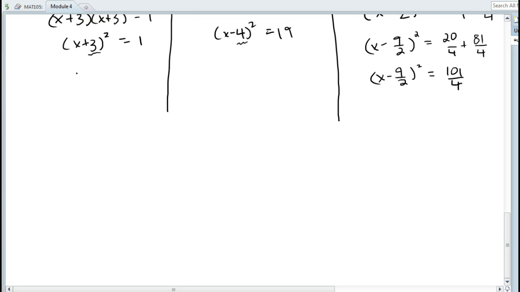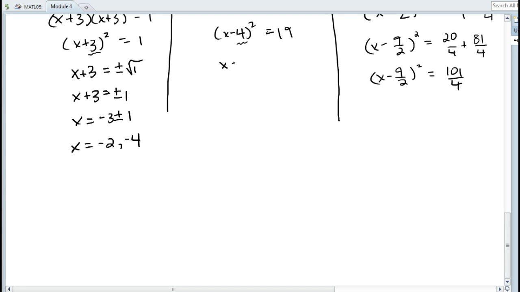So the first one over here, let's come back to x plus 3 squared equals 1. The square root principle says that means x plus 3 equals plus or minus the square root of 1. But really, that's just x plus 3 equals plus or minus 1. So we can move the 3 to the other side. So your two answers will be negative 3 plus 1, which is negative 2, and negative 3 minus 1, which is negative 4. Alright, not too bad. The next one, x minus 4 will equal plus or minus the square root of 19. Then just move the 4 to the other side. So x equals 4 plus or minus the square root of 19. So your two answers are going to be 4 plus root 19 and 4 minus the square root of 19.